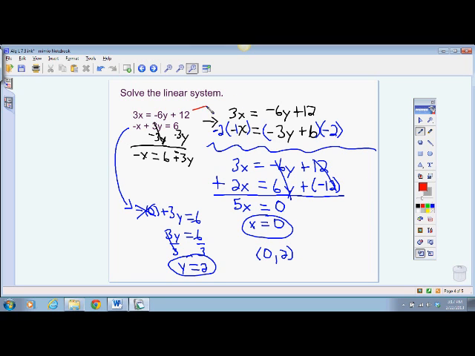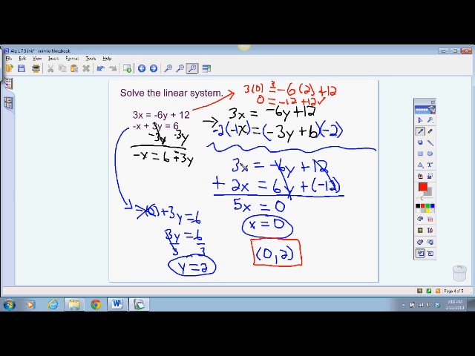Okay, and again, you should check that real quick. I'll just do one example here. 3 times our x value of 0. We want to know, does that equal -6 times our y value of 2, plus 12? Well, 3 times 0 is 0, and -6 times 2 is a -12. -12 plus 12 is going to be 0, so it does work. And you can check the second equation too and see that it works.